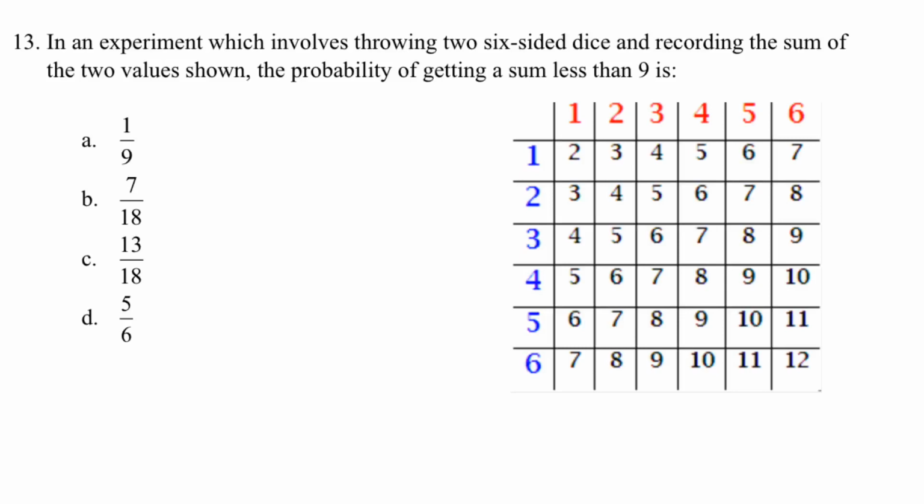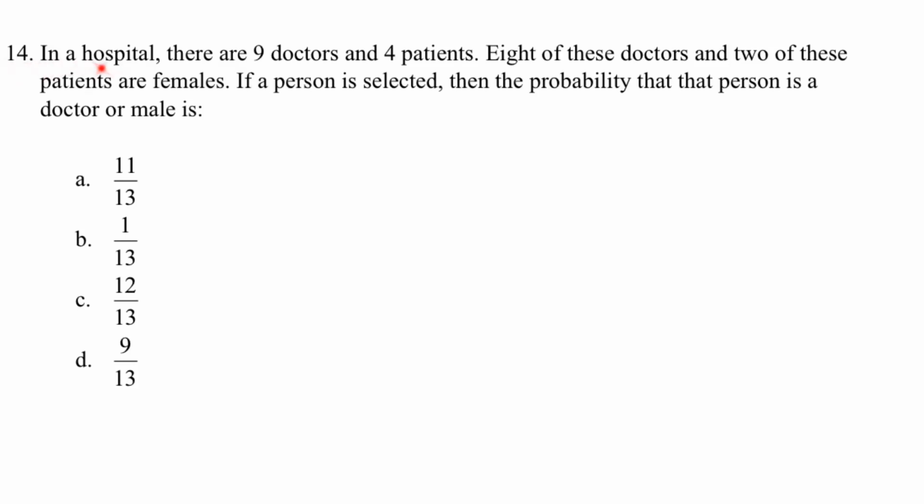So less than 9 is going to be 1, 2, 3, 4, 5, 6, 7, 8, 9, 10, 11, 12, 13, 14, 15, 16, 17, 21, 22, 20, 26. So 26 over the total. What is the total? The total is 6 and 6 here, correct? 6 times 6, 36. This will give you 13 over 18. So answer is C. Question number 14 is also a probability question.